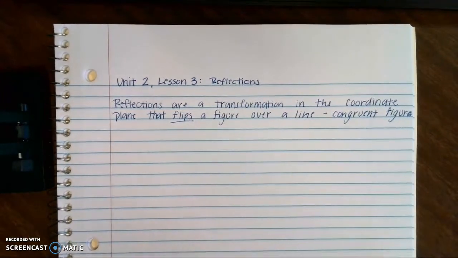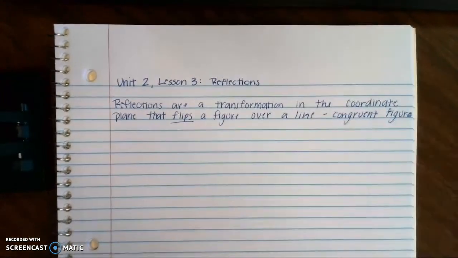For math, reflections are a transformation in the coordinate plane that flips a figure over a line. So we are now flipping our figures over a fixed line, and it will still result in congruent figures. So don't forget, should be the same shape and the same size. Hopefully you have your sound on and you are buckled up and ready to go.